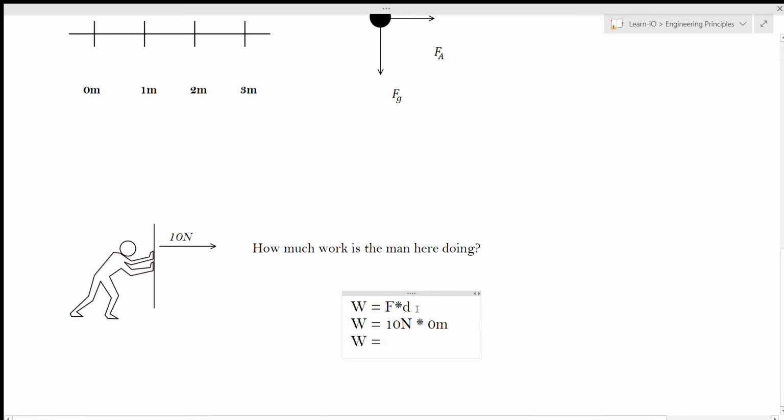So the work is actually 0 Newton meters, or W equals 0 joules of work. Physics is a cruel subject. He could be pushing on that wall with 1,000 newtons, 10,000 newtons. He would still be doing 0 work.